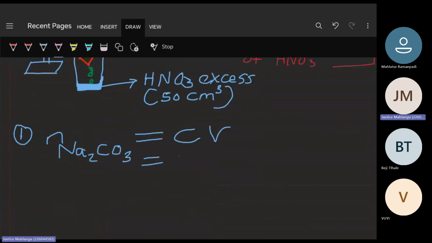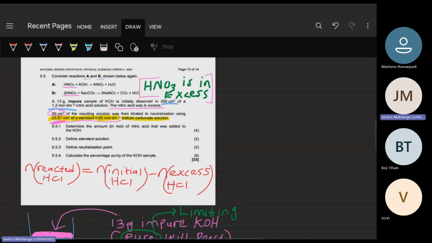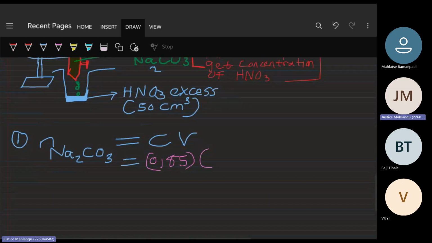So let me substitute there. 0.85, so it's 0.85 here. And what is our volume? Our volume is the one that is here. So it's 23.67. But remember, it's cubic centimeter. I want it to be in cubic decimeter.